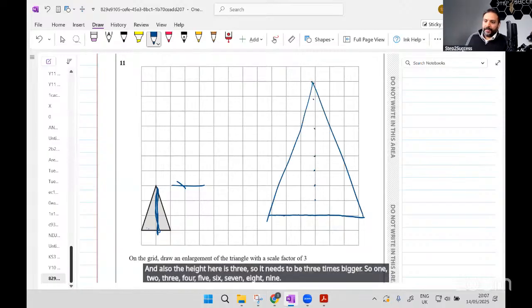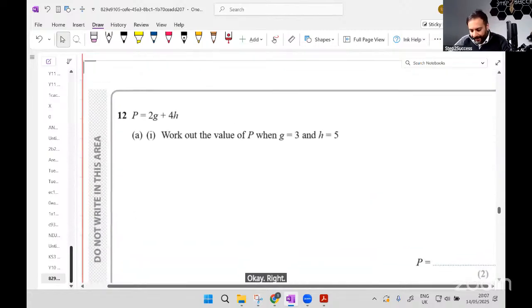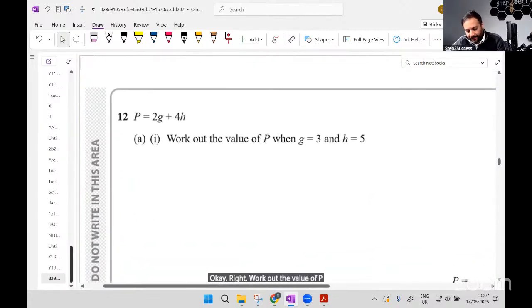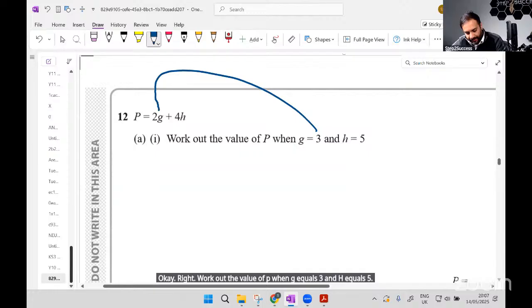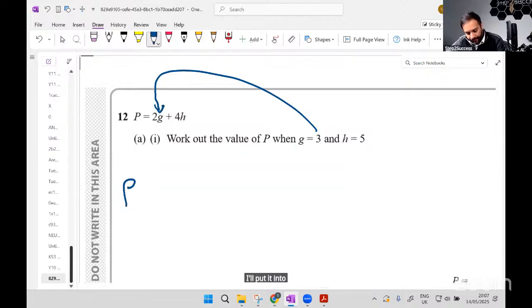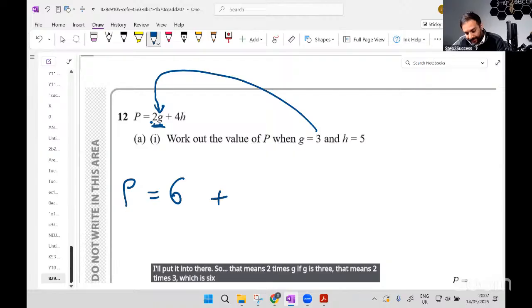Okay, right. Work out the value of P when G equals 3 and H equals 5. G equals 3, I'll put it into there. So that means 2 times G. If G is 3, that means 2 times 3, which is 6, plus H is 5. 4 times 5 is 20. Hopefully the answer is 26.